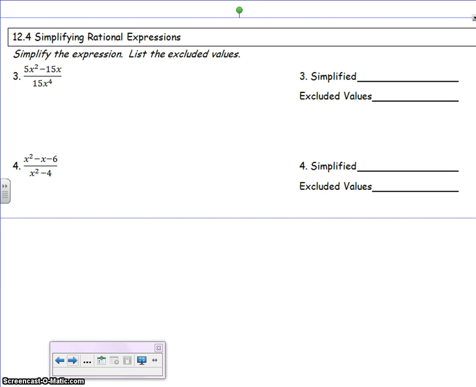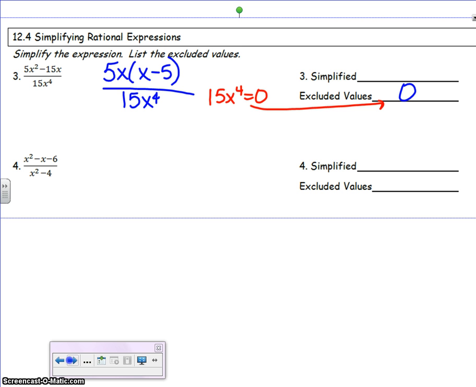Remember the formula or the process? We're going to factor. There are three values that we're going to do. So we'll factor out 5x, leaving parentheses x minus 5. On our denominator, we have 15x to the fourth. 15 times what is going to give us 0, so our excluded value is 0. Remember, because we'll do 15x to the fourth is equal to 0, and that will give us our excluded value. Then we're looking, what can we reduce? 5/15 reduces to 1/3. x over x to the fourth reduces to 1 over x to the third. So our simplified answer is x minus 5 over 3x to the third.